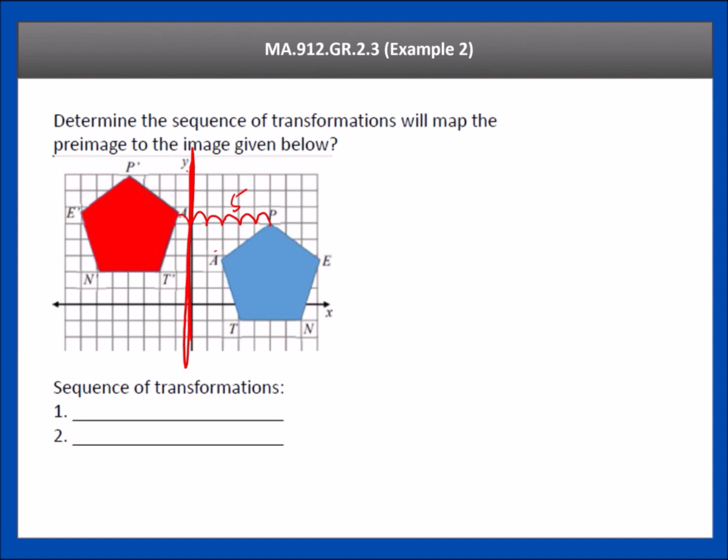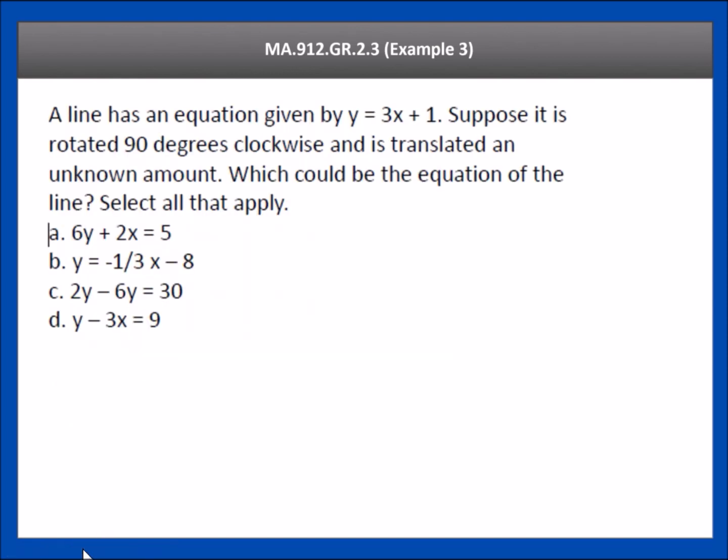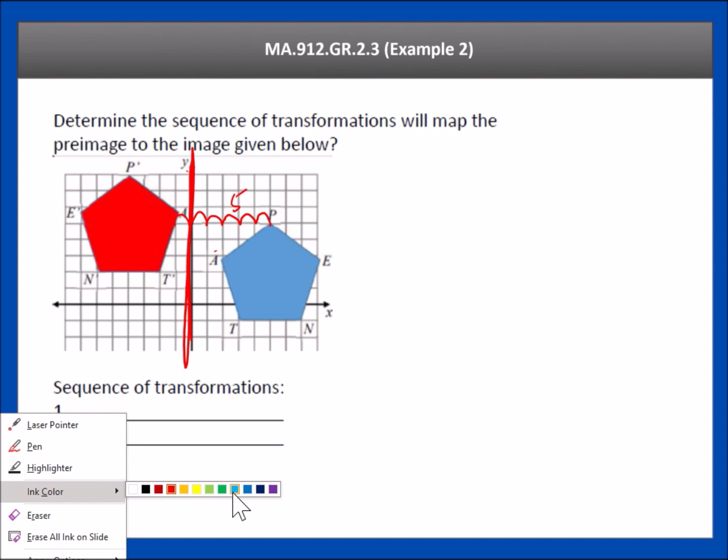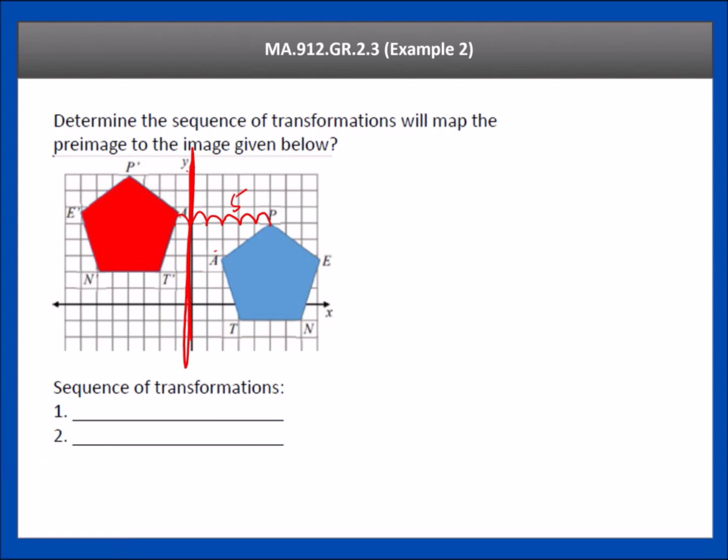Let me see if I can change color here. Yeah, let's do this color. Okay, so for here, we got 1, 2, 3, 4, 5. 5 spaces. So P is actually going to go here. And then A, again, 5 spaces over.